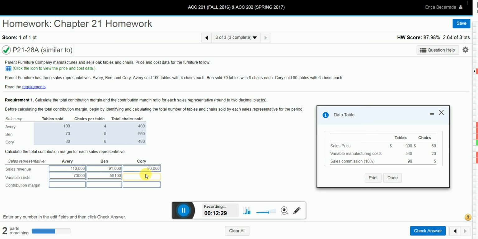Now for Corey, Corey's variable commission cost is $9,600. Add that to his manufacturing cost of $52,800. $9,600 plus $52,800. We get $62,400 as his total variable cost. Okay. Now we're going to calculate the contribution margin.